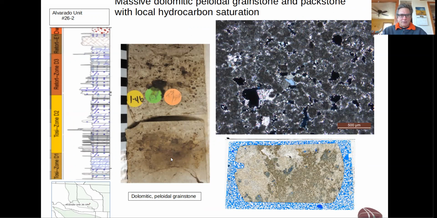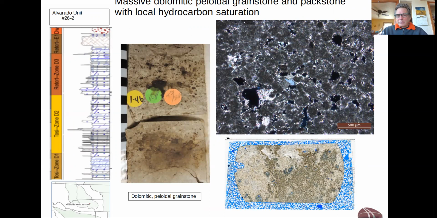Here's another example, again from the Alvarado Unit 26-2, and you can see here in the shot of the core itself that this part of the core is oil stained, but again, the staining is quite patchy. Looking at the thin section, we can see some portions of the thin section preserve that oil staining, and again, it's very patchy. Here we look at the thin section itself at about 100x. Here's the scale bar in the lower right.